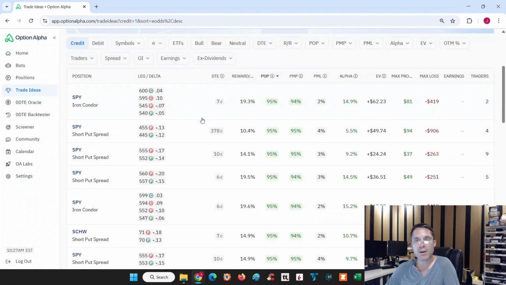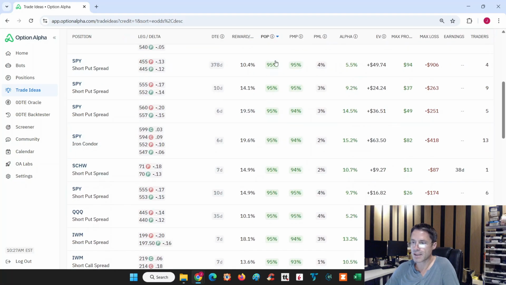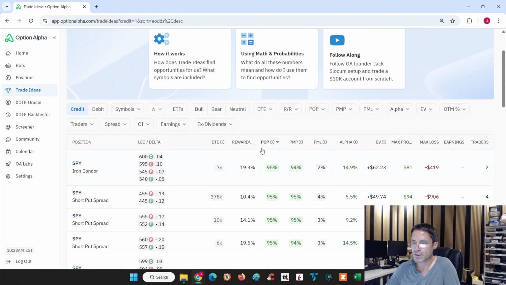And I think it's a very popular area that people go to, this Trade Ideas. Personally, I would go down to around, I prefer an 88%. Don't ask me why. I like an 88% probability of profit. That's my sweet spot. But anyway, these are the 95s because I've done it that way. You can change the DTEs.